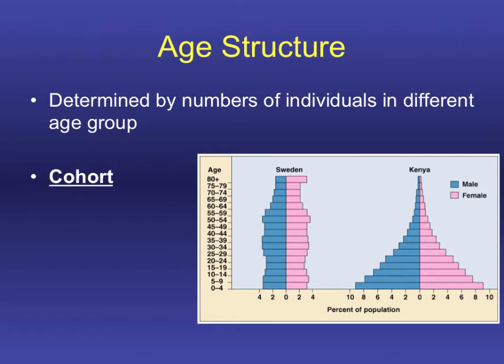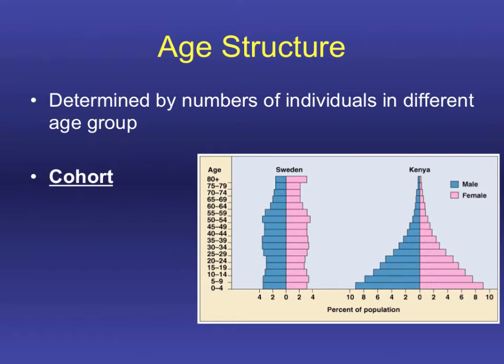Sweden is more or less stable in terms of its age structure. There are about as many young people as there are old people, all the way up to the average human lifespan of 75 or 80 years. If you look at Kenya, on the other hand, there are far, far more people in the younger age classes than there are in the older age classes.